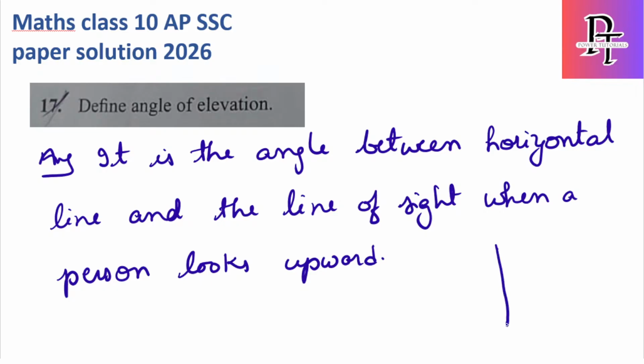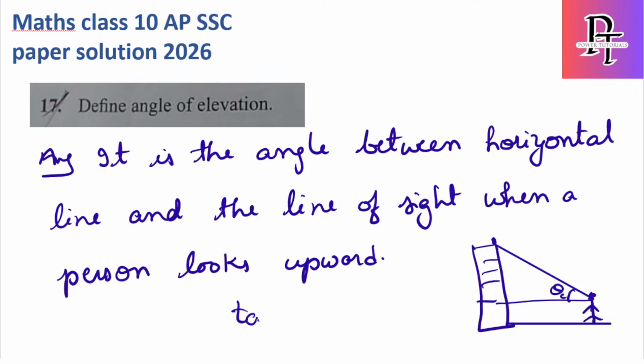So here if I say I have a building and here I have some point, and on the ground I have a person standing here, then this angle is nothing but the angle of elevation. You can also draw a rough diagram in this way. That will be better for the invigilator to evaluate. Here I can also say tan theta is equal to height by distance, if this is height and this is distance.